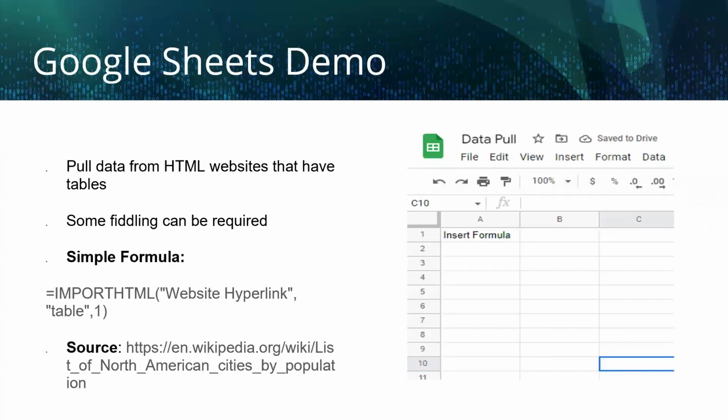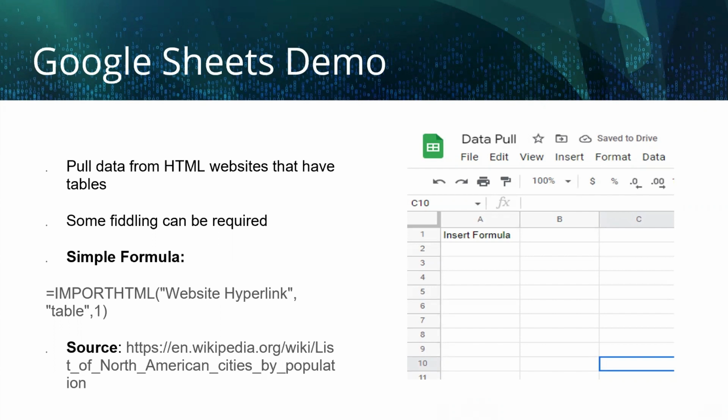Okay, so we're gonna go right into another demo. With Google Sheets, you can pull a table from an HTML website and then download it also as a CSV. So it's pretty useful. This also requires some fiddling, but it's actually easier than Tabula. Since I'm interested in cities, we're going to pull some data from Wikipedia on what the largest cities are in North America.